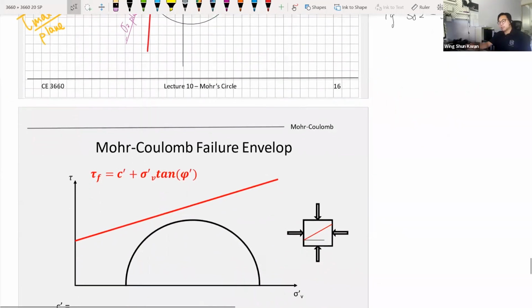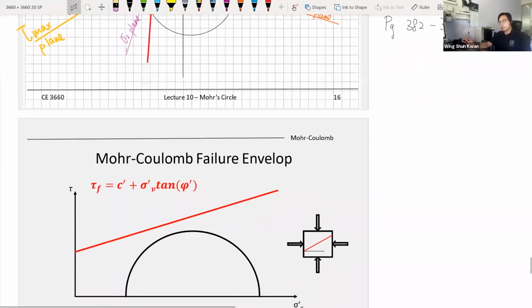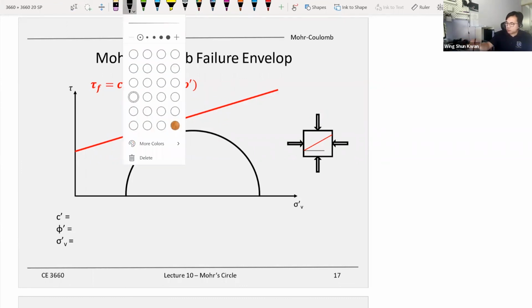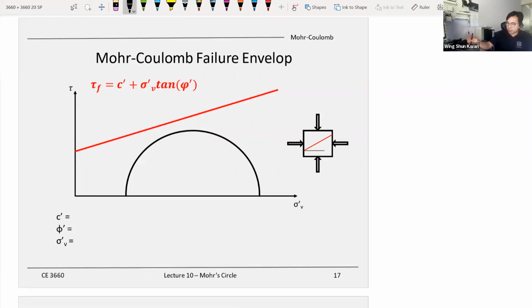For the next topic, we're going to talk about soil strength. There's an equation, or a formula, called the Mohr-Coulomb failure envelope to help us define shear strength. So the Mohr-Coulomb envelope is this equation. The shear stress at failure, so pretty much this is the soil strength.